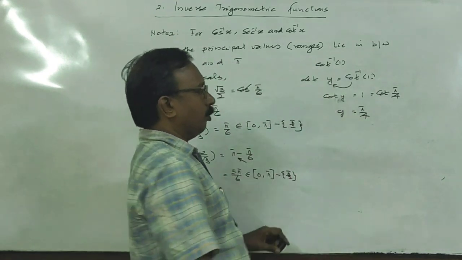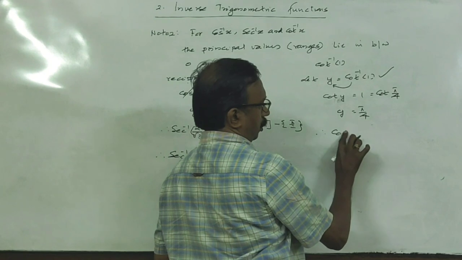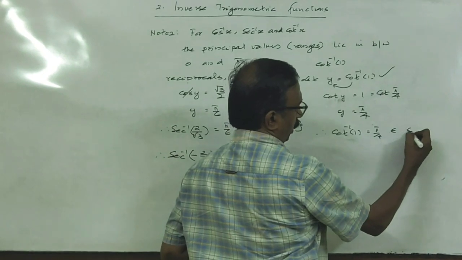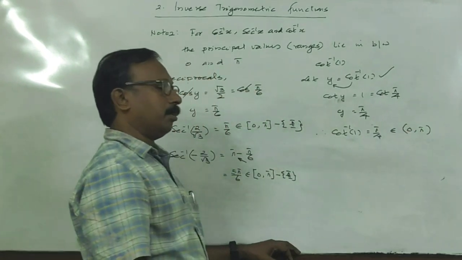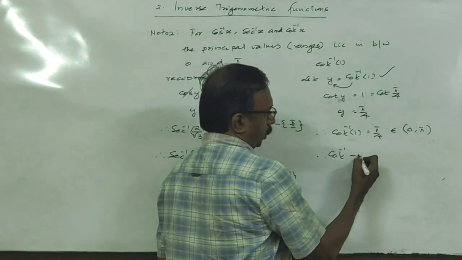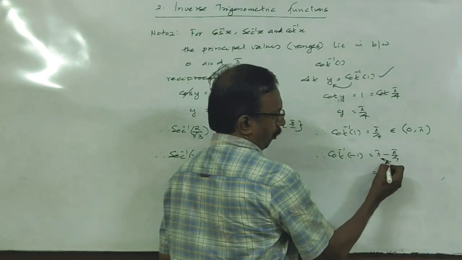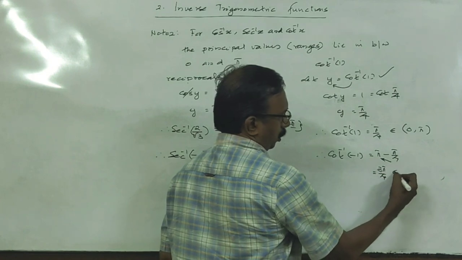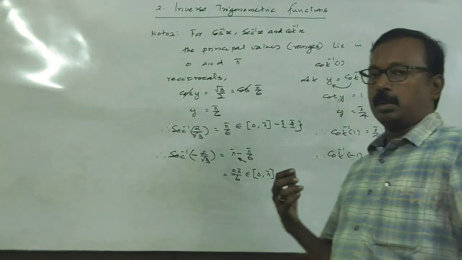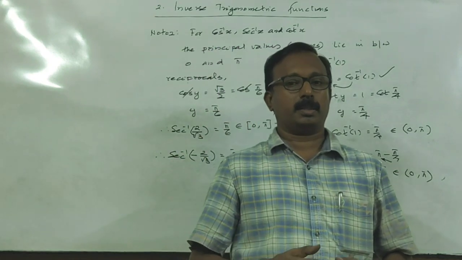Y is cot inverse 1. Therefore cot inverse 1 is equal to pi by 4, which is in the open interval 0 and pi. Pi by 4 is 45 degrees. Therefore, cot inverse minus 1 is pi minus pi by 4, that is 3 pi by 4, which is in between 0 and pi, isn't it? This way, you can find the principal value of any circular inverse function, isn't it?